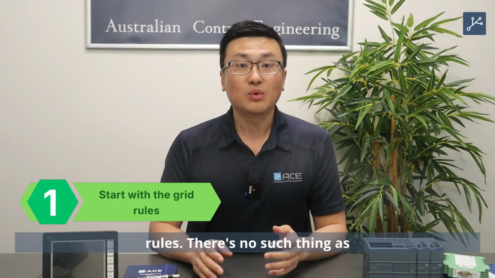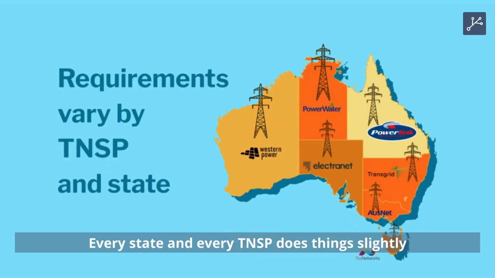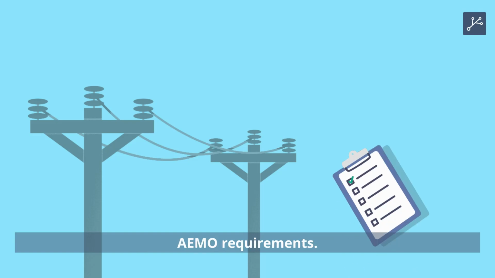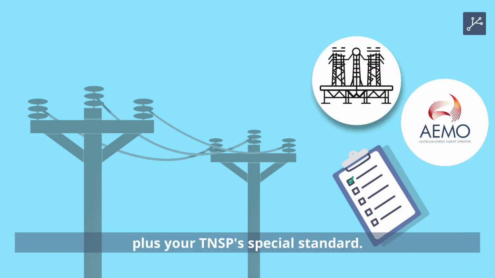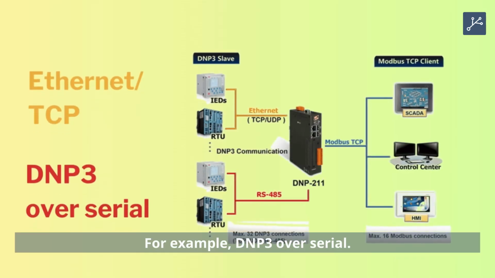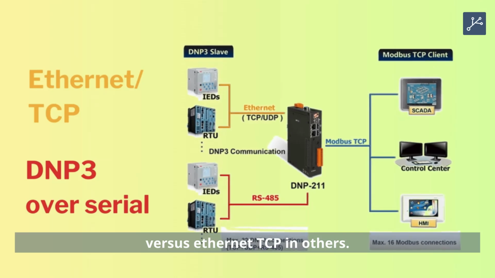Start with the grid rules. There's no such thing as a standard SCADA design for grid connections. Every state and every TNSP does things slightly differently, and differences matter. So we always begin with grid obligations, AEMO requirements, plus your TNSP's special standards. For example, DNP3 over serial in some regions versus Ethernet TCP in others.